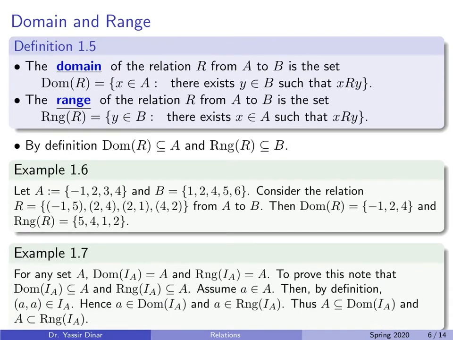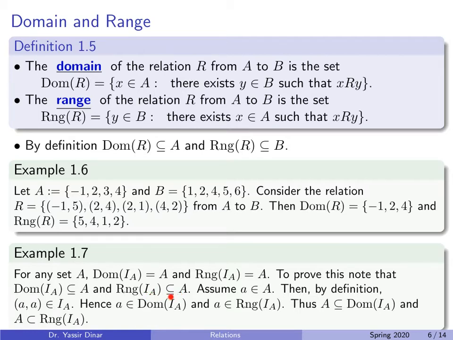Next, we look at a general example for any set A. The domain of the identity relation on A is the set A itself, and the range of the identity relation on A is the set A itself. To prove this, we note that the identity relation on A is from A to A, so the domain of the identity relation is a subset of A, and also the range of the identity relation is a subset of the set A itself.